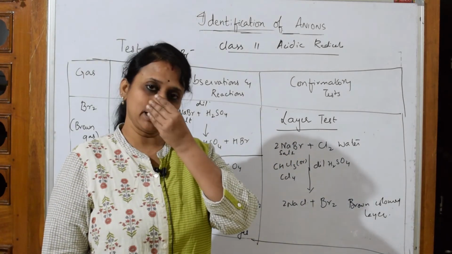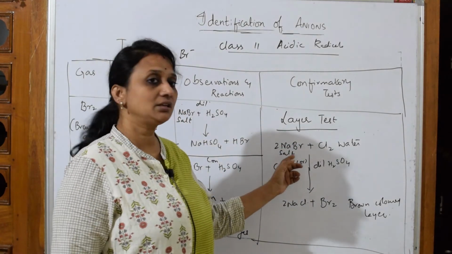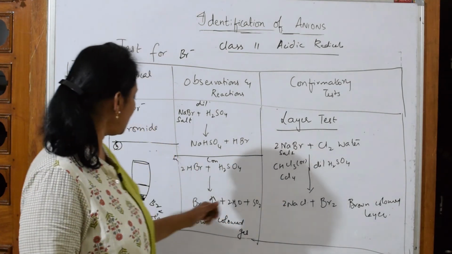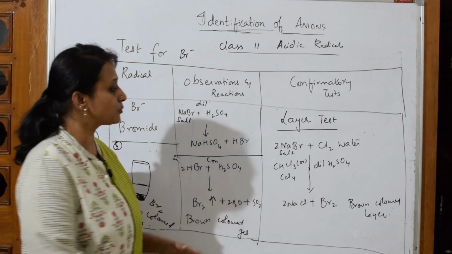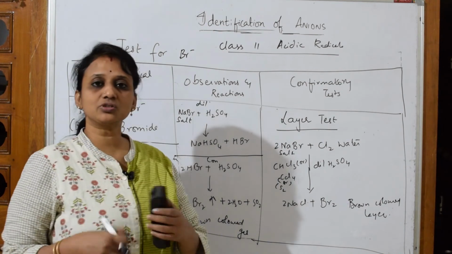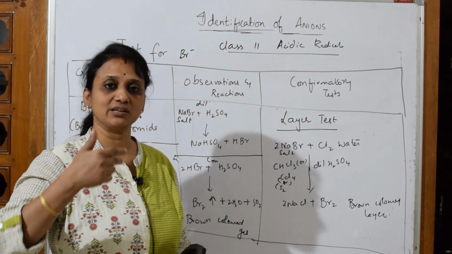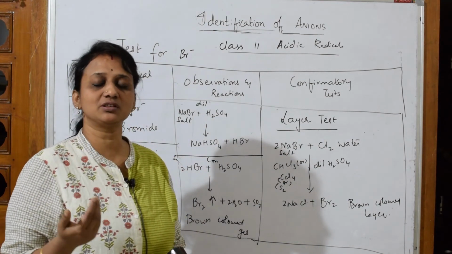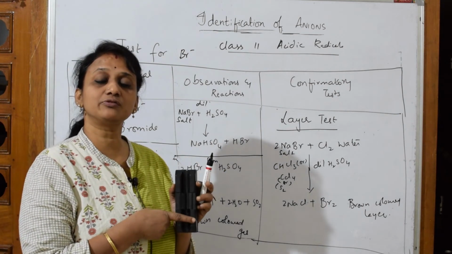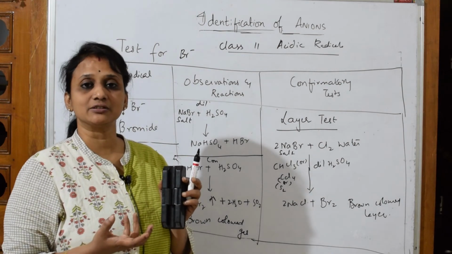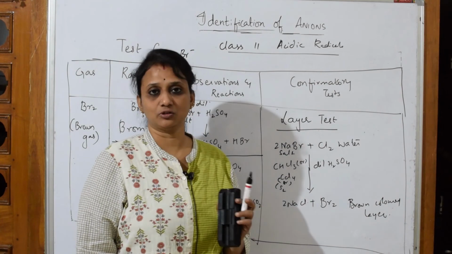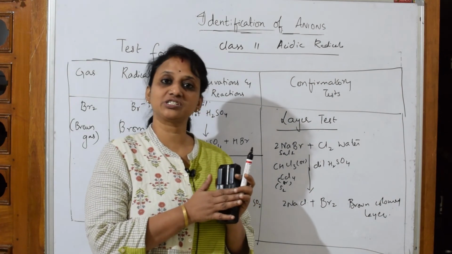As I told you, for the layer test, first you take the salt, then you add to that salt an organic solvent. That can be CCl4, chloroform, or carbon disulfide. Once you dissolve everything into this, you will get two layers. As you've seen, the bottom layer is for which one? It is for the organic solvent, because it is denser. And the above layer contains the bromide anion.